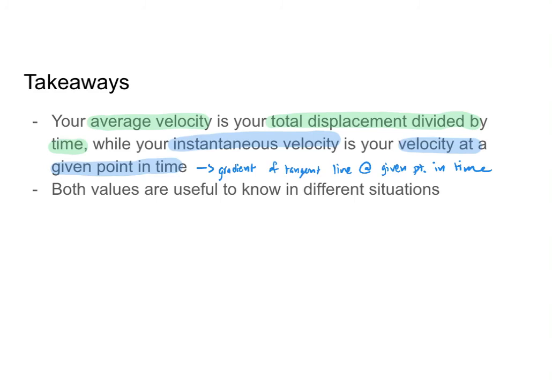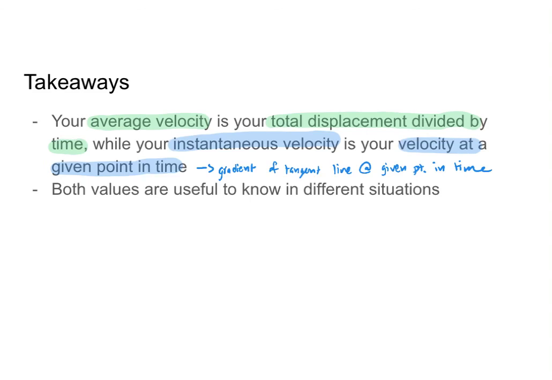So for example, somebody who is running a marathon likely really cares more about their average velocity because they want to know how quickly they'll complete the marathon. They don't care quite as much about which parts of the marathon they're running more quickly in and which parts they're running more slowly in. Your instantaneous velocity, on the other hand, might be useful in a situation like driving down the highway, where you're going to care more about how quickly you're going at any given moment than you will about how quickly you went overall.